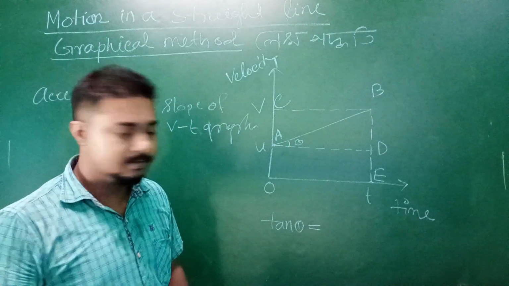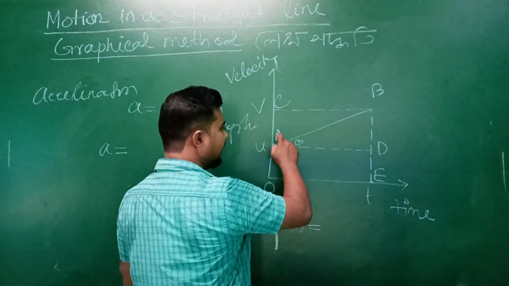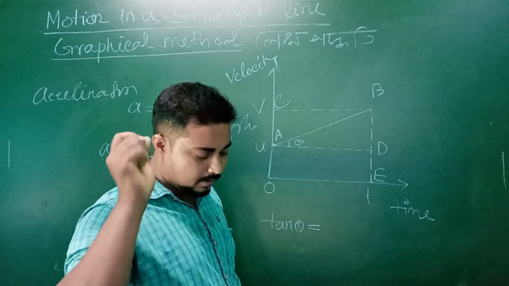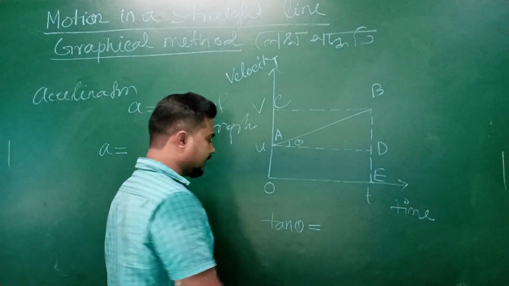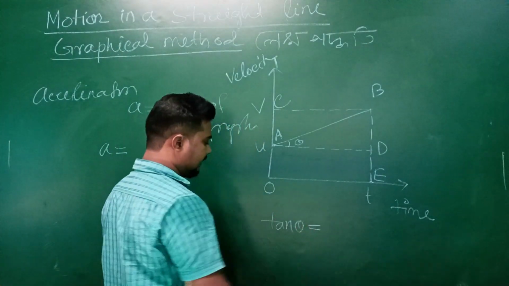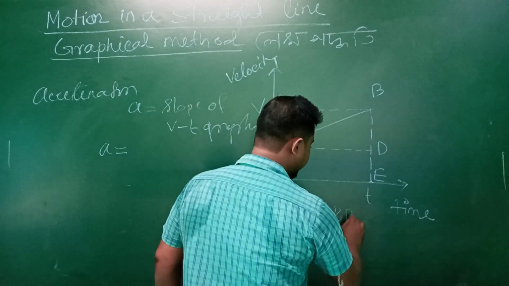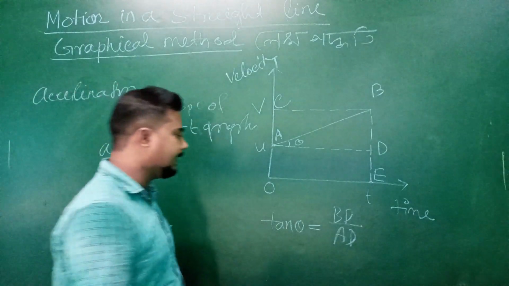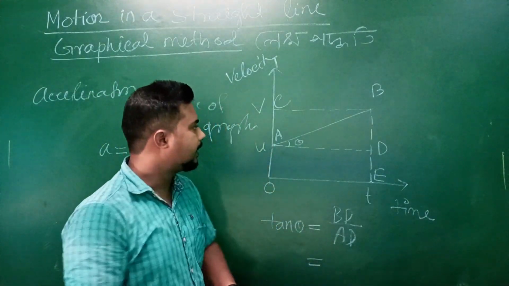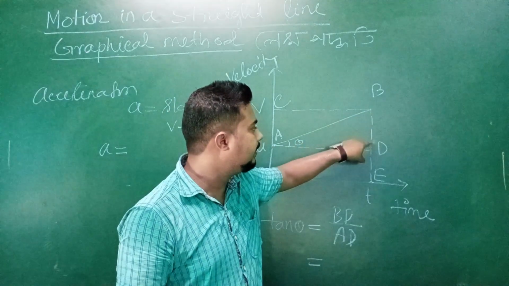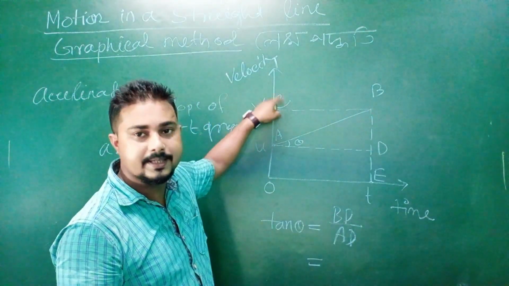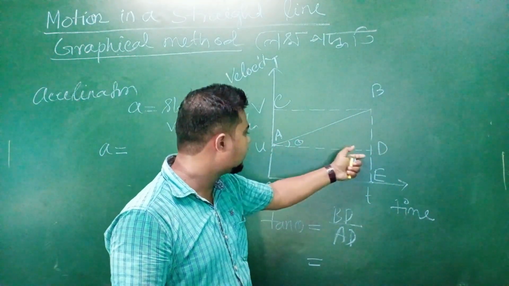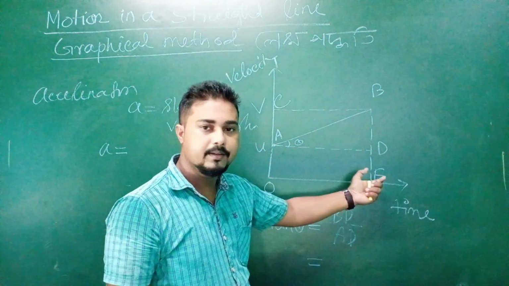Tan theta will be equal to perpendicular by base, from the triangle ABD. So tan theta is BD by AD. Here BD is equal to AC, that is CA, and AD is equal to OT or OE.